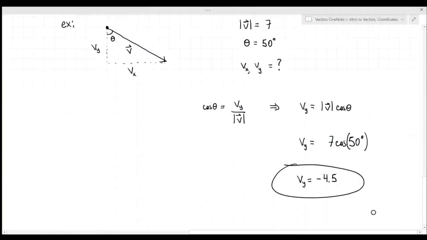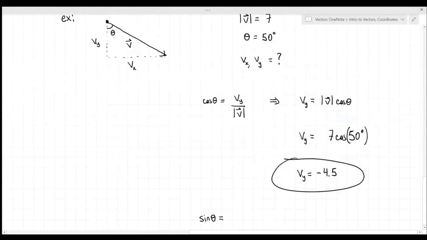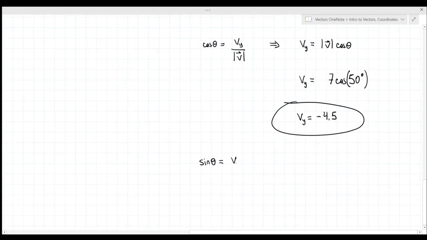All right, great. And then just real quickly, let's wrap this up by getting the x component. Okay. So if we look at sine of theta, in this picture, sine would be the opposite, so Vx, over the hypotenuse. So from that, you can solve for the x component as being the magnitude of V times the sine of the angle theta.